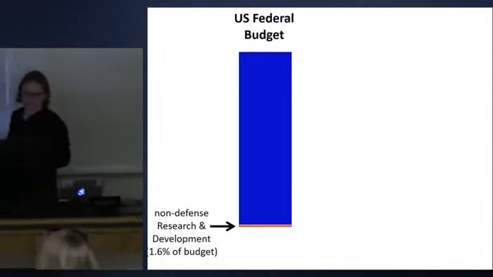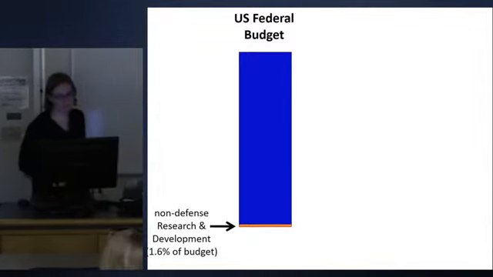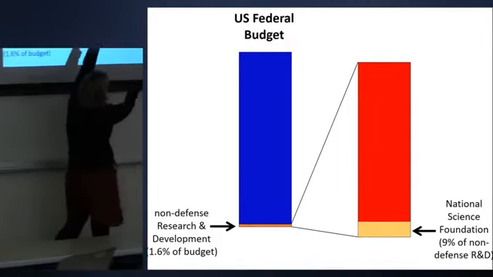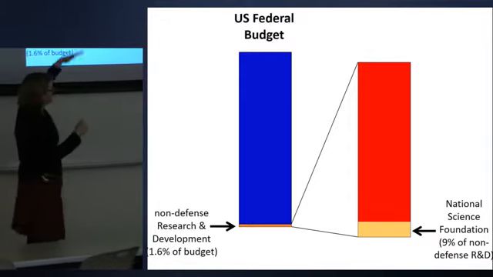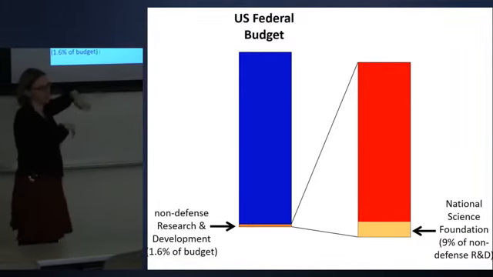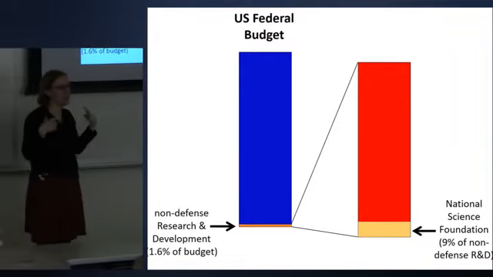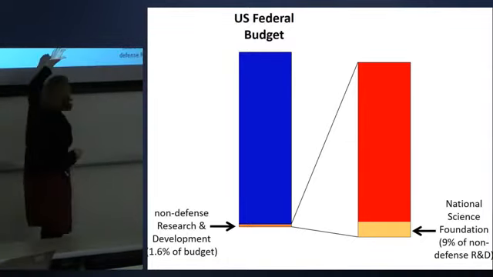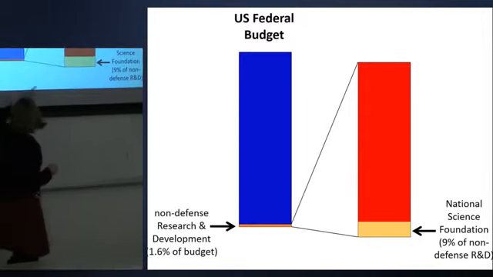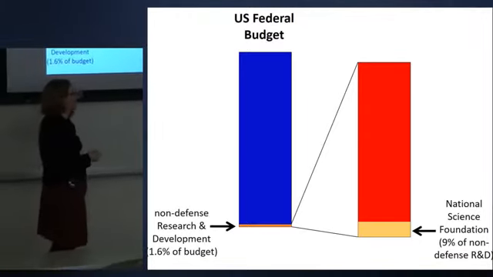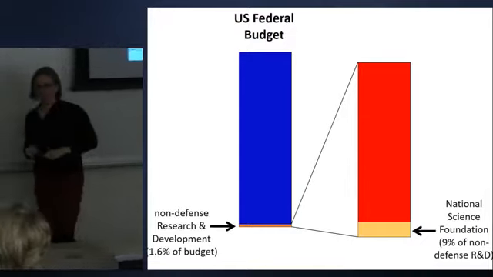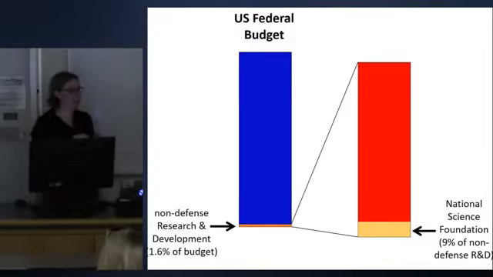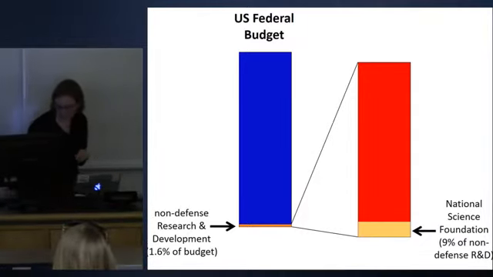That's 1.6% of the budget for non-defense research and development. If we take this 1.6% and blow it out to be its own whole bar, and then we look at the different agencies, so this includes money that goes to NIH, the USDA, NOAA, most of it goes to those other agencies, and only 9% of that 1.6% goes to the National Science Foundation. So this is a small fraction of a really small fraction of the total budget.